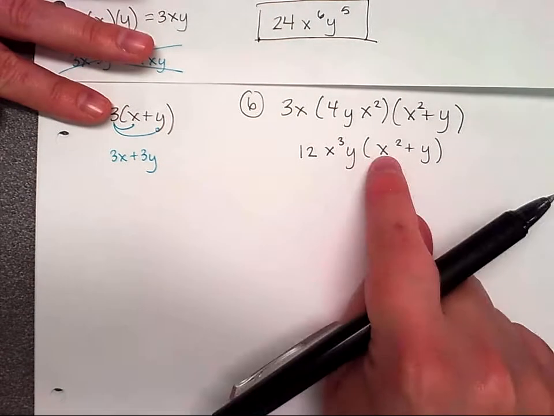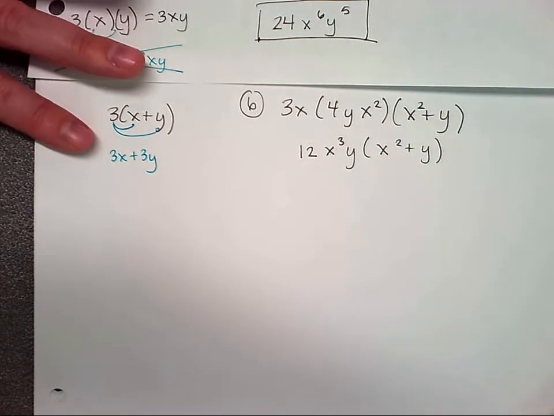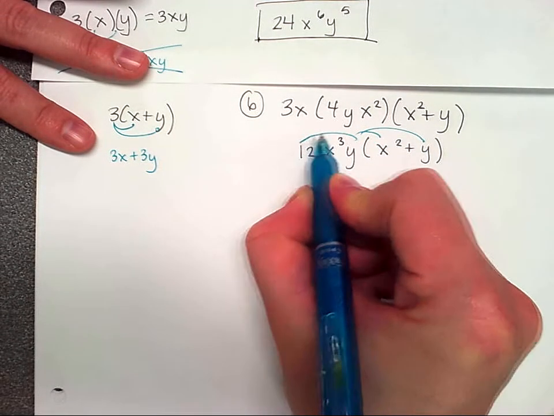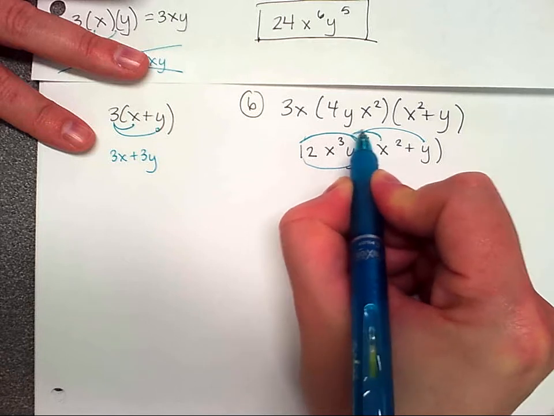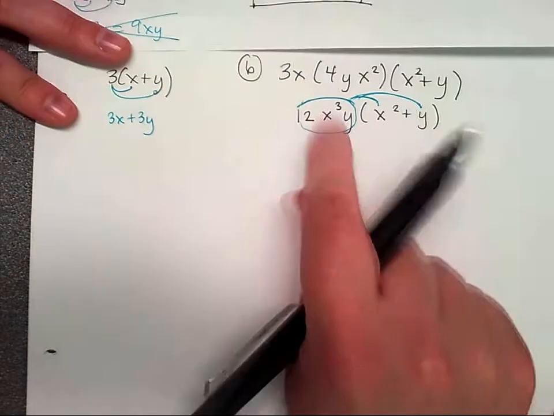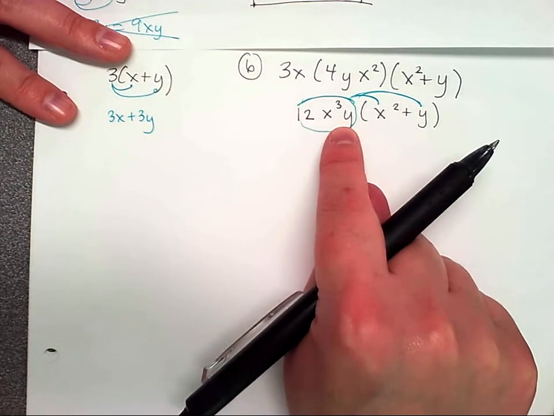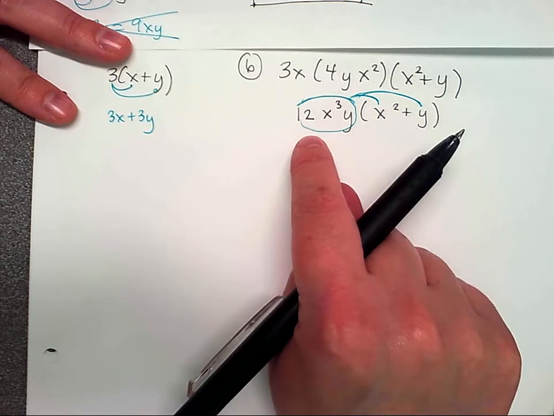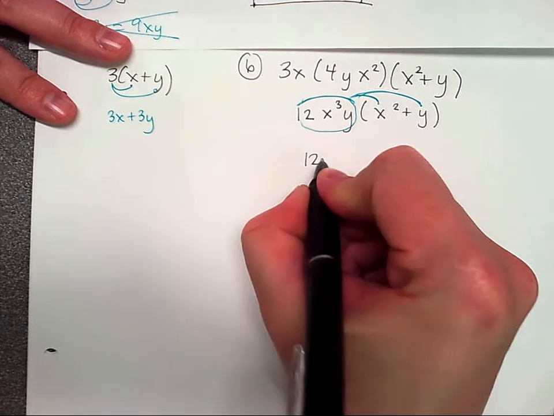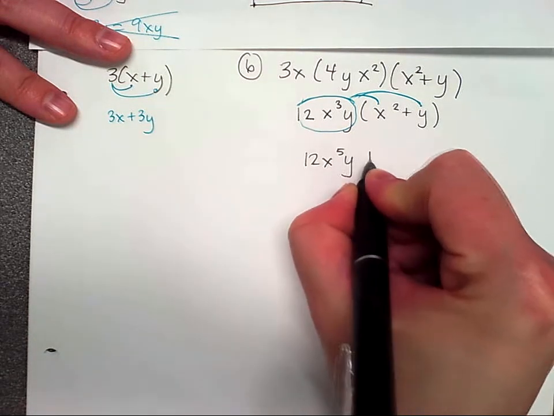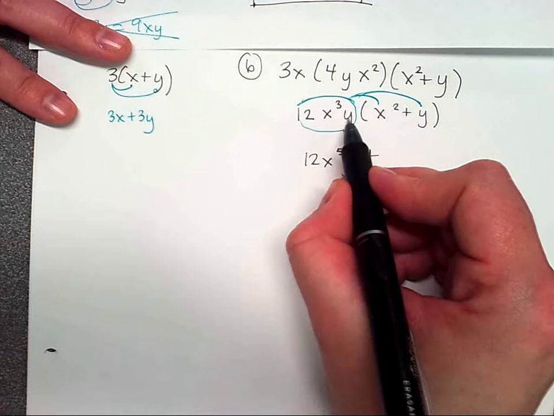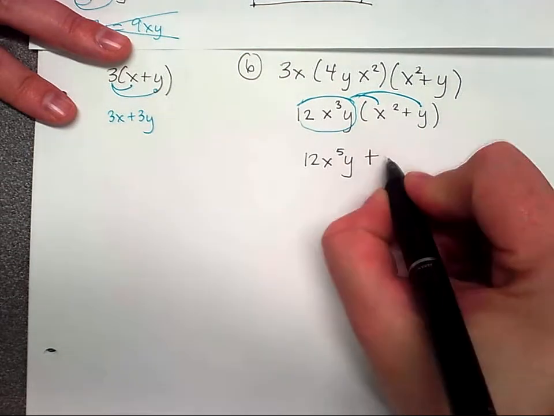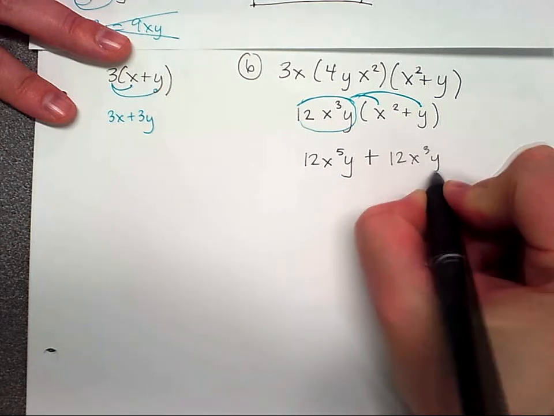And now I distribute. The operation here is addition, so now I'm going to use the distributive property. I'm multiplying this whole thing, and I'm distributing it. So when I do 12x cubed y times x squared, the only thing that's going to change is my power on x. X to the fifth. So I have 12x to the fifth y plus 12x cubed y times y. Y times y is y squared. Good. 12x cubed y squared.